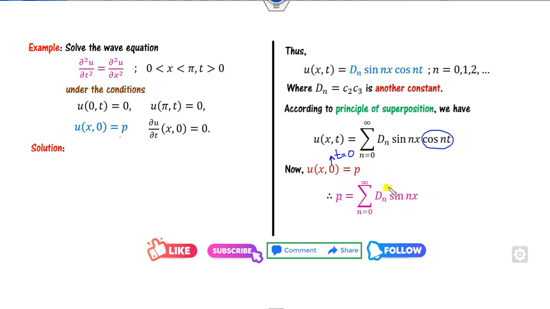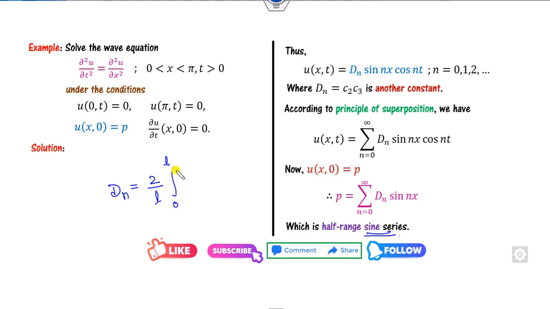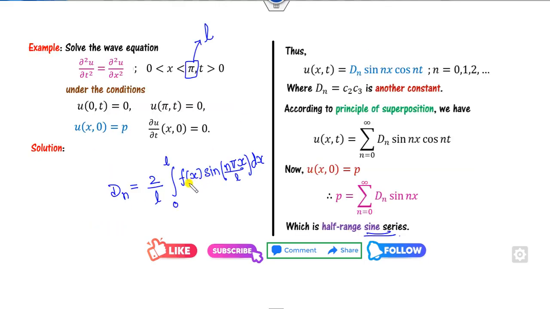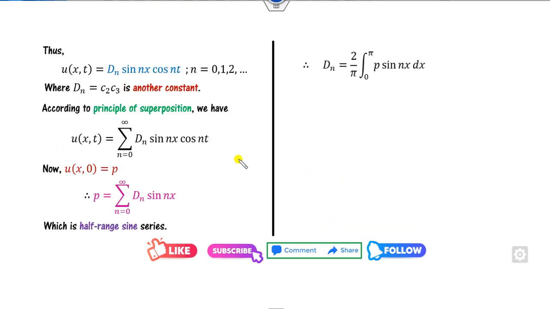Now how can you find the value of dn? So clearly this is a Fourier half range sine series. Once it's a half range sine series, your target is to find dn equals 2 over L, integral from 0 to L of f(x) sine n pi x over L. So what is the value of L? You can see from here, this is the value of L. So it's 2 over pi, 0 to pi. What is f(x)? f(x) is this. L is pi. So this pi and this pi cancel out, leaving sin nx.